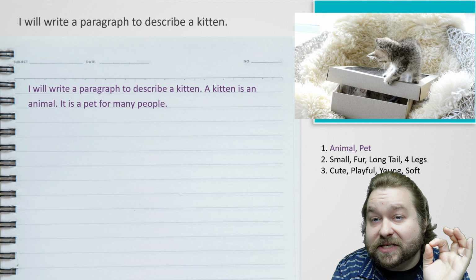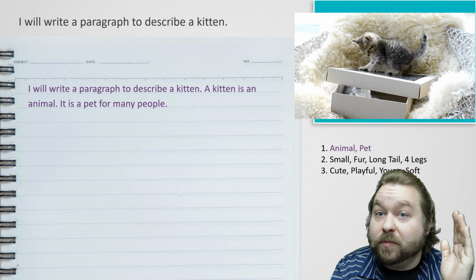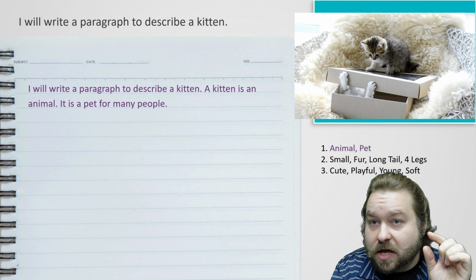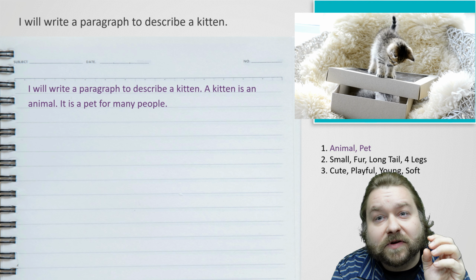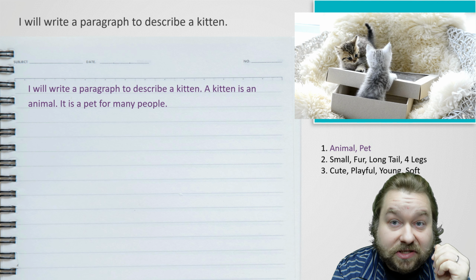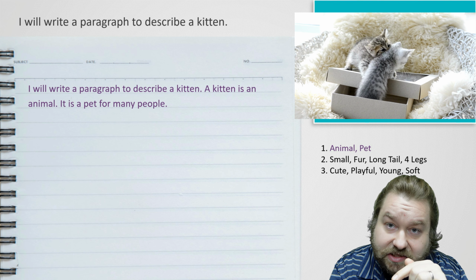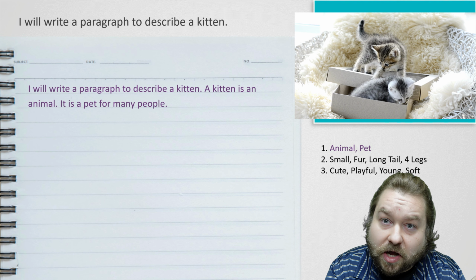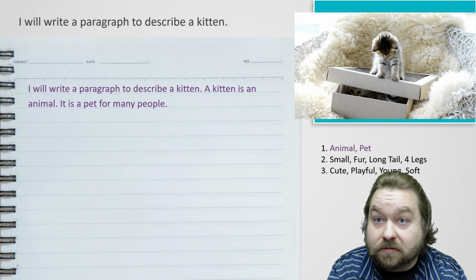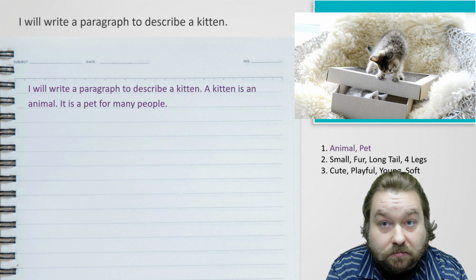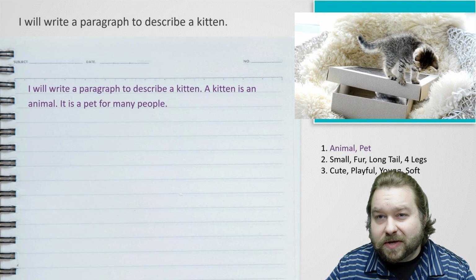It's the first time we talk about this topic. Yes, the first sentence said what we will write about. But this sentence, a kitten is, is the very first sentence about our subject. So we have to say what it is. The next sentence, we know what we're talking about. So we don't have to say a kitten. We can just say it. Throw in a pronoun. Cool. Now, it is a pet for many people.